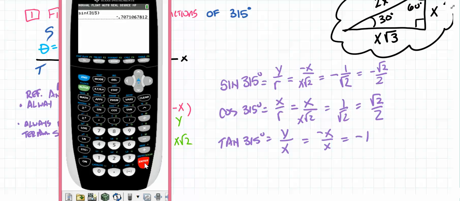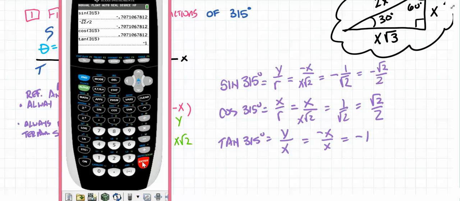What does that mean? It's the decimal form of what? Of negative root 2, exactly, all divided by 2. And then there you go. There it is. The exact same answer, okay? Punch in for me cosine of 315. We would expect to see the positive of the same answer that we just got. Yep. And then punch in the tangent of 315.